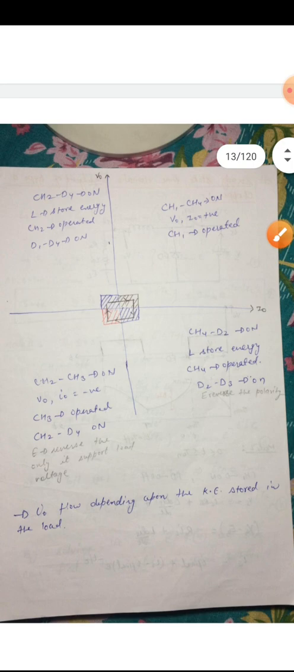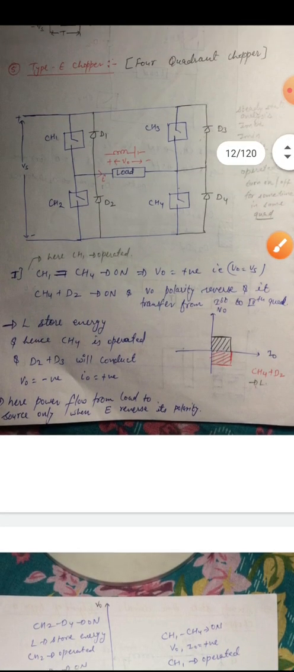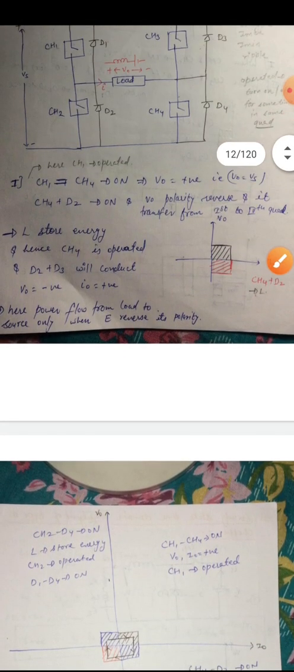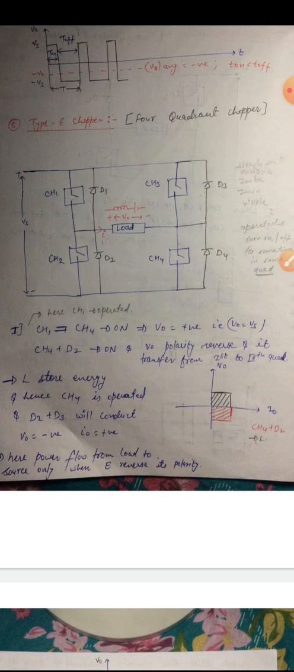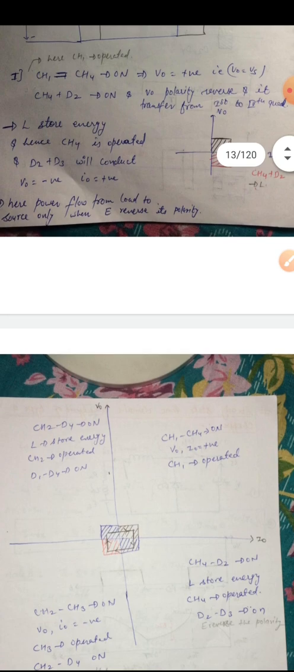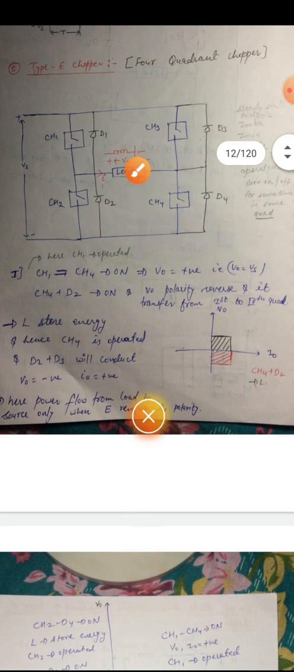Now in the final quadrant, again we consider that this is already charged. Back EMF is there, so here is positive and here is negative. I told you about the back EMF. Now CH4 is on, so through CH4 and D2 it will charge the inductor, with plus over here and minus over here polarity.